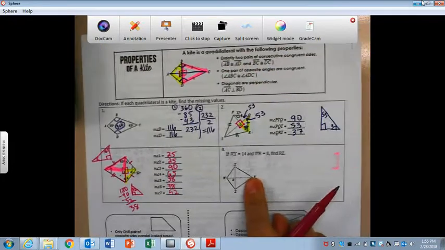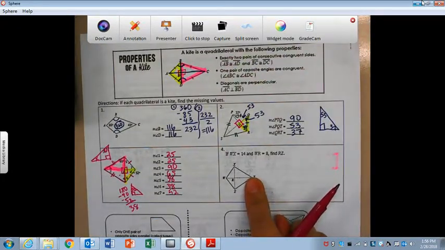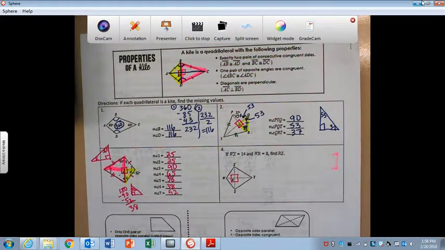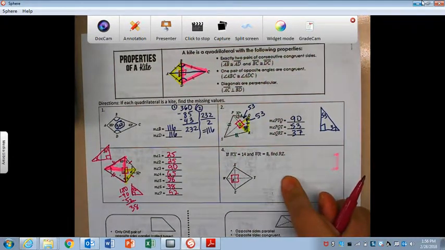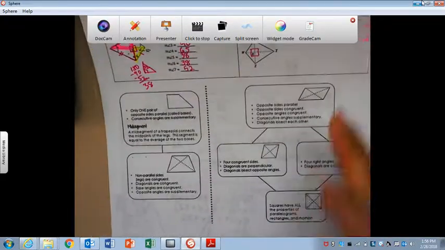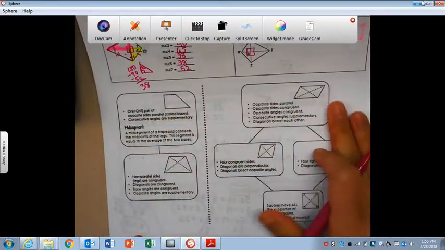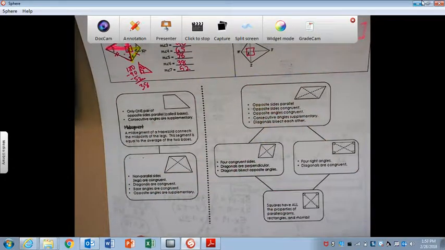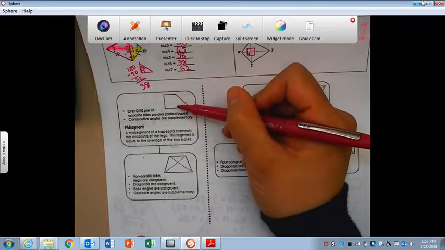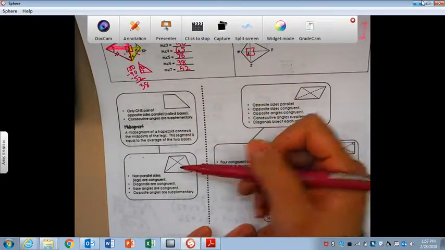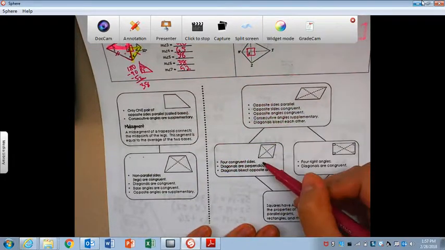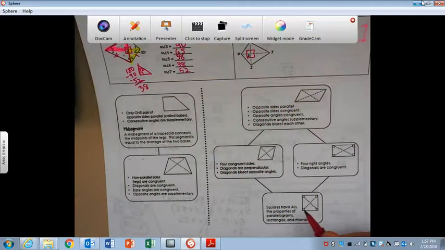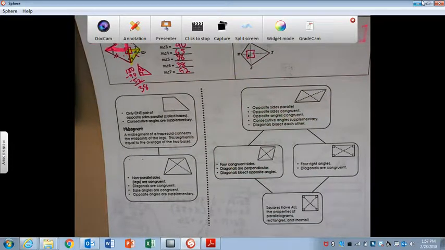Now, I want you to try number 4 on your own. Here's a little hint. So use that as your hint, and go ahead and solve number 4. Now, here is everything that we've done. You are expected to know every single thing and the way they flow. Here's your trapezoid, here's your isosceles trapezoid, parallelogram, you've got your rhombus, your rectangle, and finally your square. And we are done with this unit.